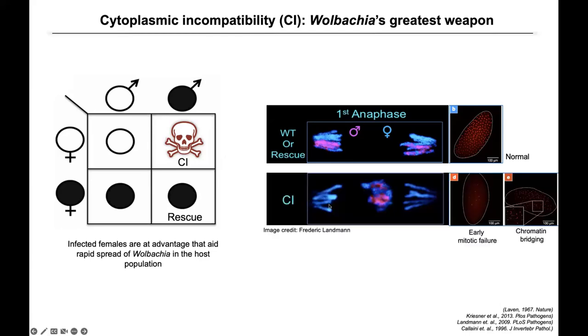However, in case of CI, the maternal chromosomes can segregate normally to the opposite poles, but it's the paternal chromosome which is in jeopardy. The paternal chromosomes fail to condense back and segregate to the opposite poles. This mis-segregation leads to various mitotic failures in the embryonic division cycles. And even if they manage to divide, the nuclei undergo chromatin bridging, meaning that these two nuclei stay together because there is no proper segregation of maternal and paternal chromatin. These embryos fail to develop normally and they die. And this is what we call the CI phenomenon.